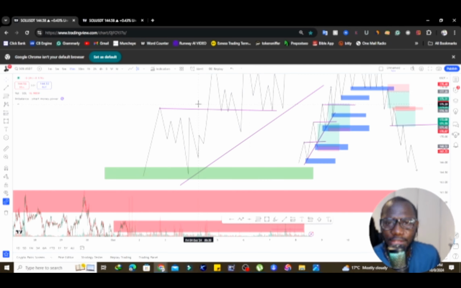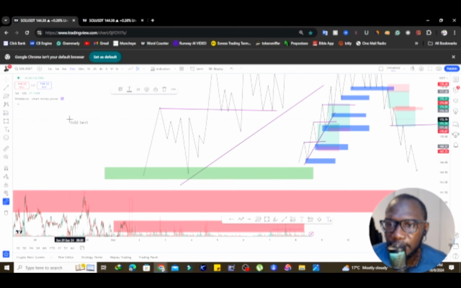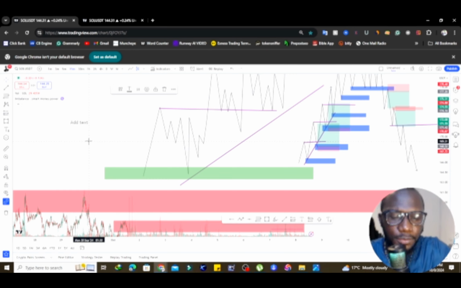You understand? So that way you can be looking at the market from two things. I call one POI. From a POI perspective, what does POI mean? POI means points of interest, which some people call Fibonacci retracement level.